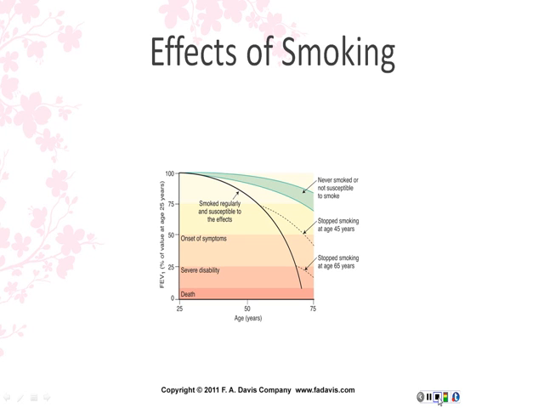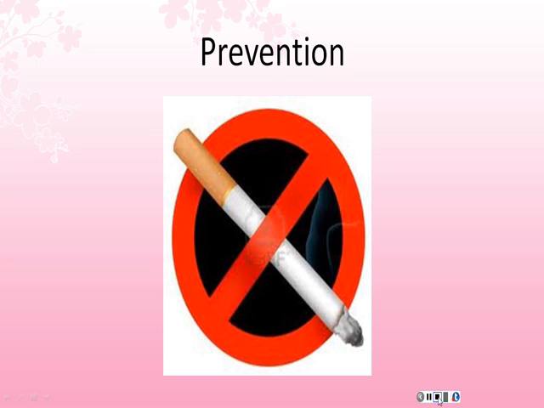So prevention is important because there's no cure. According to the Global Initiative for COPD guidelines, smoking cessation is the single most effective and cost-effective intervention to reduce the risk of developing COPD, but also for slowing its progress. So if somebody's already been diagnosed with COPD, quitting smoking will also slow the progress of the disease.